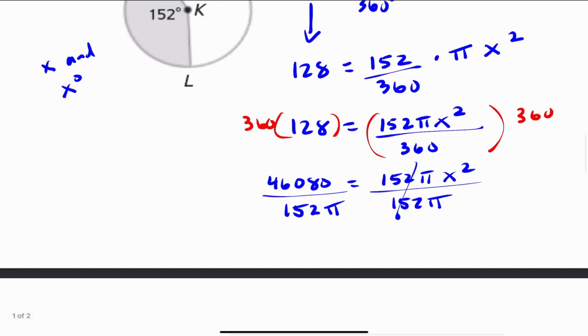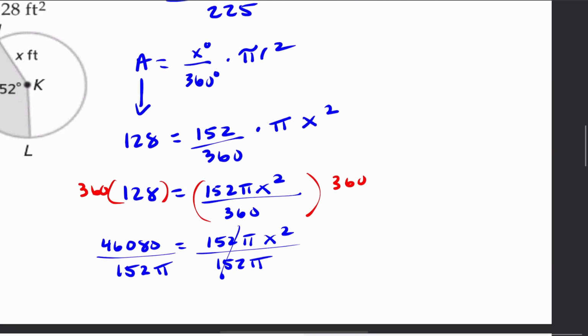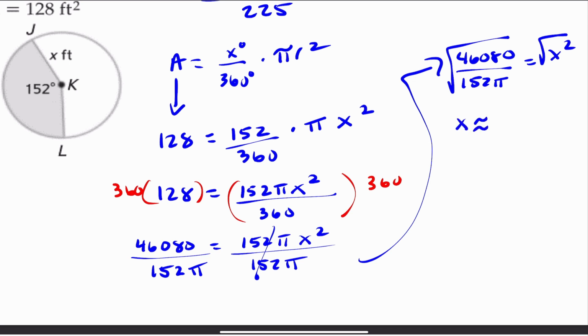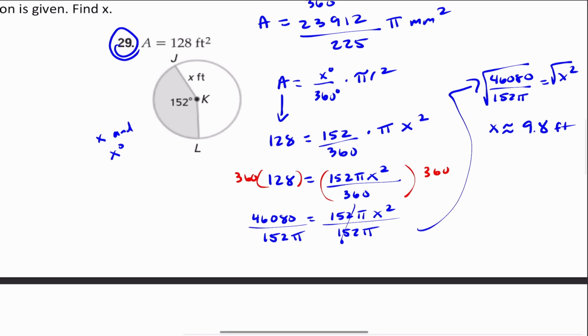And then I should get this part. Okay, so now I'm going to take the square root on both sides, and you should get x is approximately 9.8 feet. And there you have it.